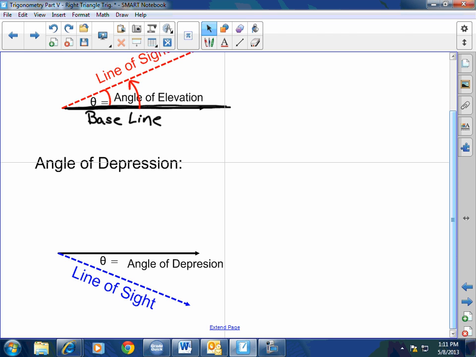Okay? That's why I call it the line of sight. And it's not that I call it. That's what it's called. The line of sight follows your eyes, guys. The baseline stays horizontal forever. The line of sight follows your eyes. The baseline is a horizontal. You guys with me so far?